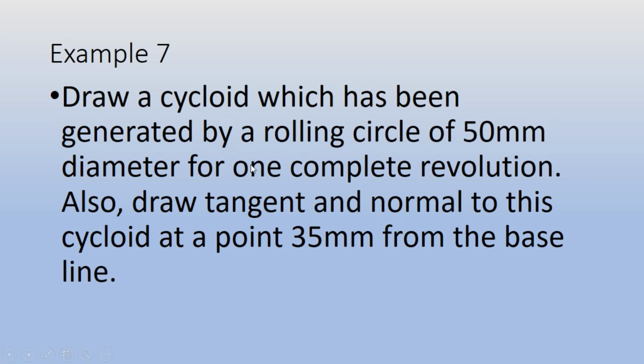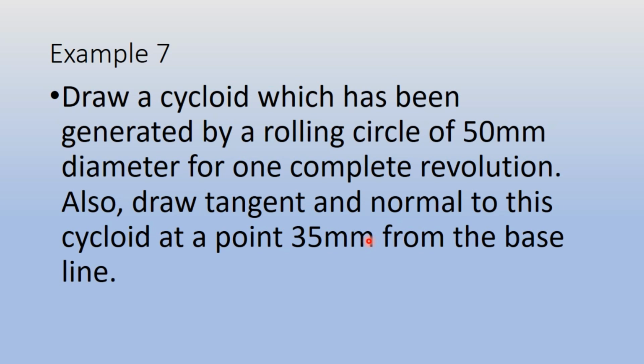So here is question number 7. Draw a cycloid which has been generated by rolling a circle of 50 mm diameter for one complete revolution. Also draw tangent and normal to the cycloid at a point 35 mm from the base. So here we see that we have to draw a cycloid which has been produced by a point on a rolling circle of 50 mm diameter for one complete revolution. And also we have to draw a tangent and normal which is at a distance of 35 mm from the base.